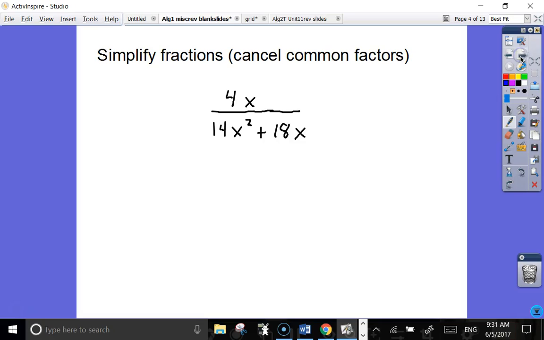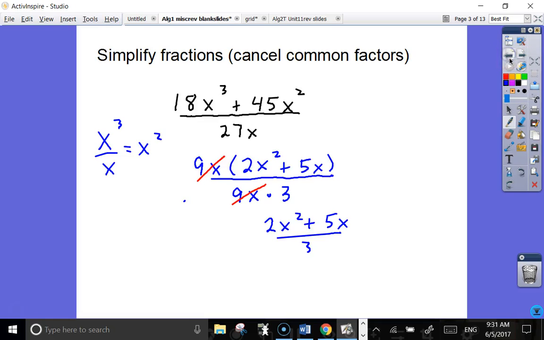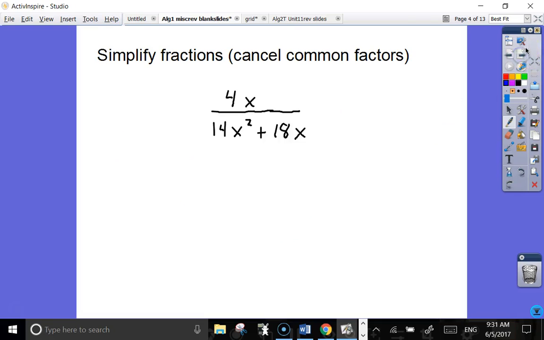Okay, now, I actually have 3 for this one. Right, so here we have if you have two terms in the numerator and one term in the denominator, you know, you really could split it into two fractions, right? I could make this 18x to the third over 27x plus 45x squared over 27x. I mean, you can split it up if you've got one term in the denominator and more than one term in the numerator. But as we'll see when we get the quiz back, you can't do that with the denominator.